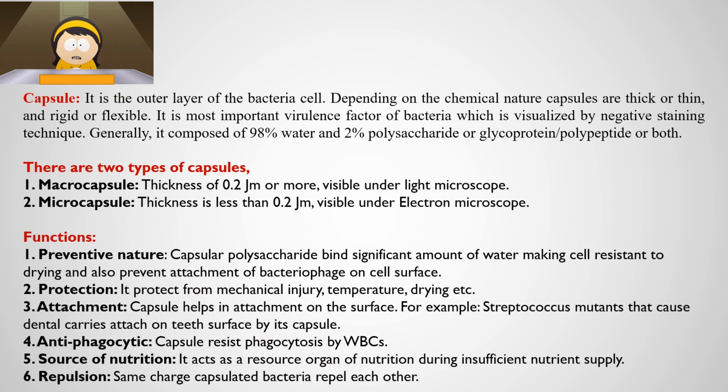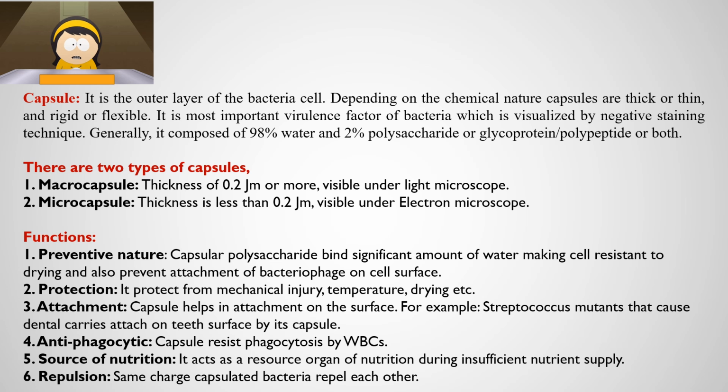Next is the capsule. It is the outer layer of the bacteria cell. Depending on the chemical nature, capsules are thick or thin, and rigid or flexible. It is the most important virulence factor of bacteria which is visualized by negative staining technique. Generally, it is composed of 98% water and 2% polysaccharide or glycoprotein, polypeptide or both.